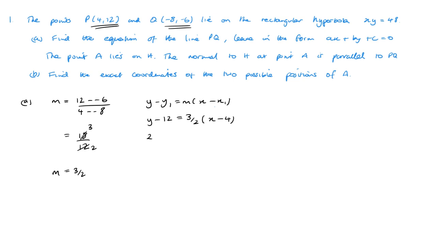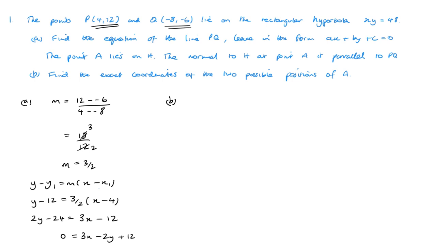So multiplying by 2, I get 2y minus 24. And now I'm multiplying everything inside the brackets by 3, so 3x minus 12. So 3x minus 2y. Then I'm adding 24, so it's going to be plus 12. And that is that for part A.